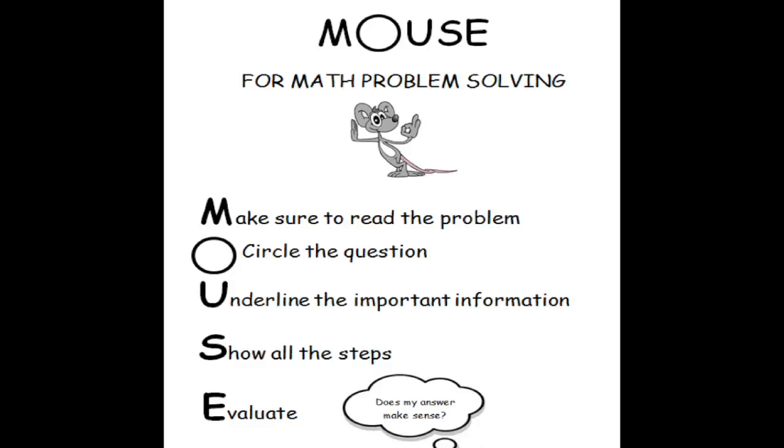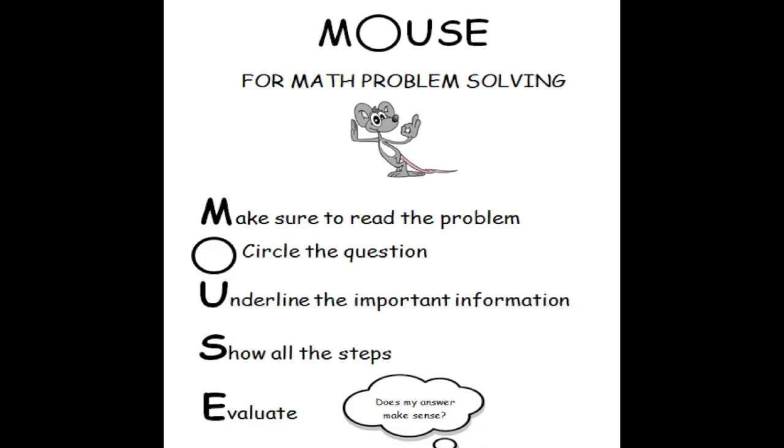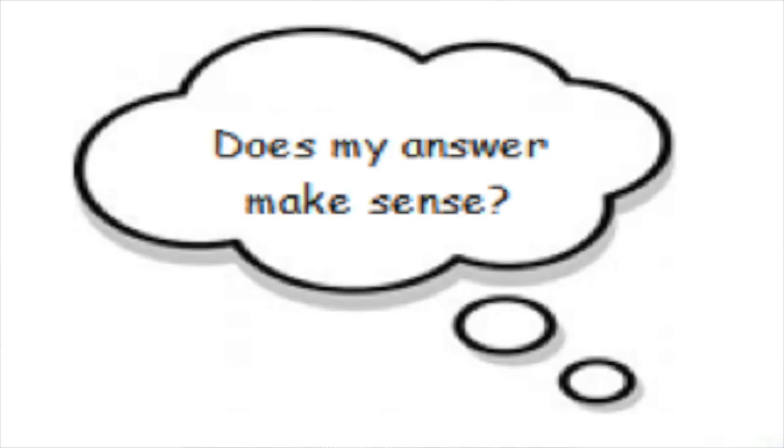In a lot of these questions, there's going to be information that's just not needed. So underline what is definitely going to be needed in order to solve that particular problem. S, show all steps. Whatever you're punching in the calculator, make sure that that gets written down on paper. And lastly, E, evaluate. Look at your answer, look back at the question. Does your answer make sense?